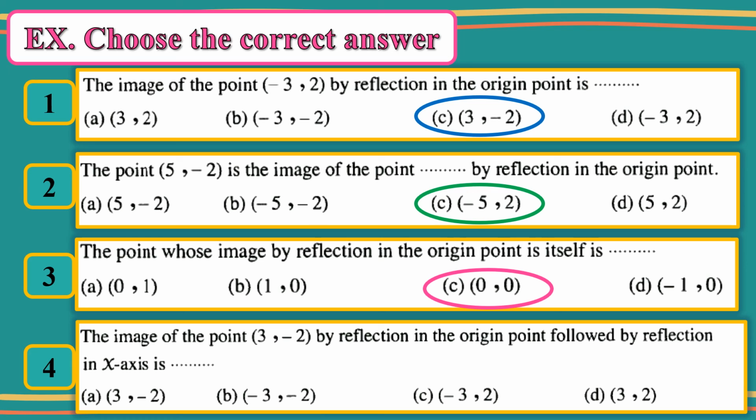The image of the point (3, -2) by reflection in the x-axis. Oh, so here the x coordinate stays the same and only the y coordinate changes, so the answer will be (3, 2).